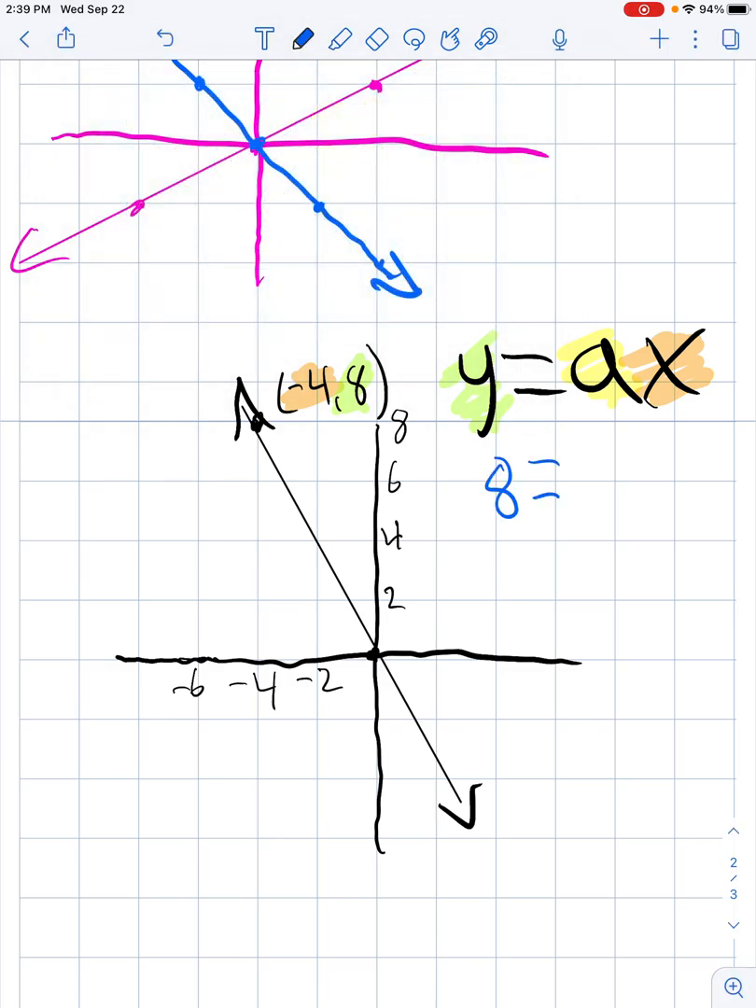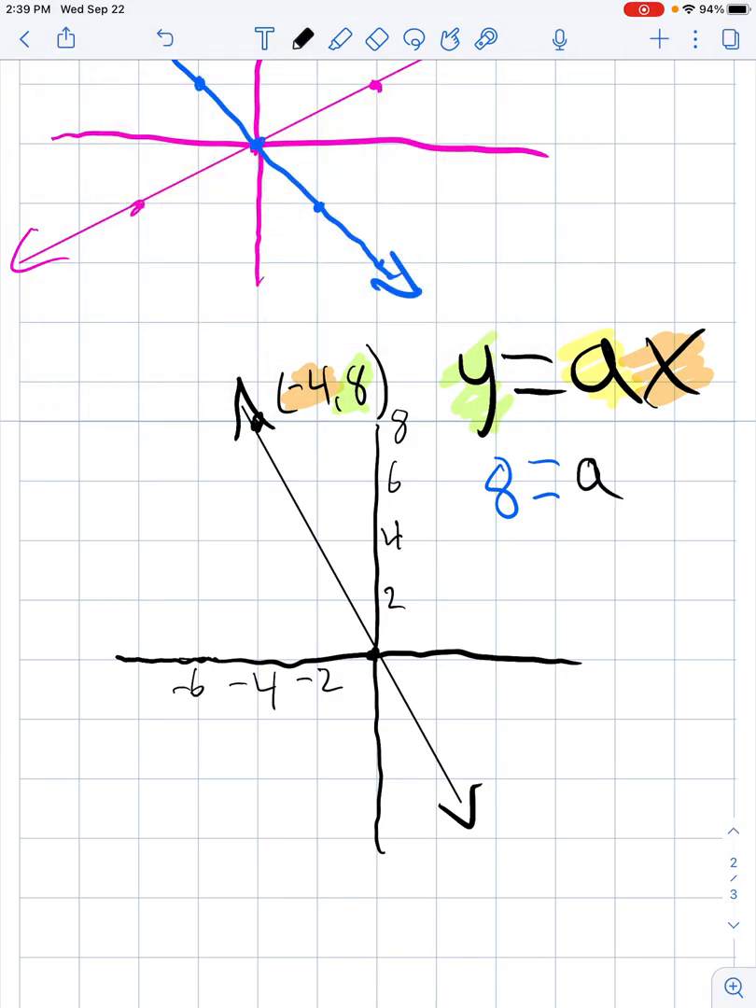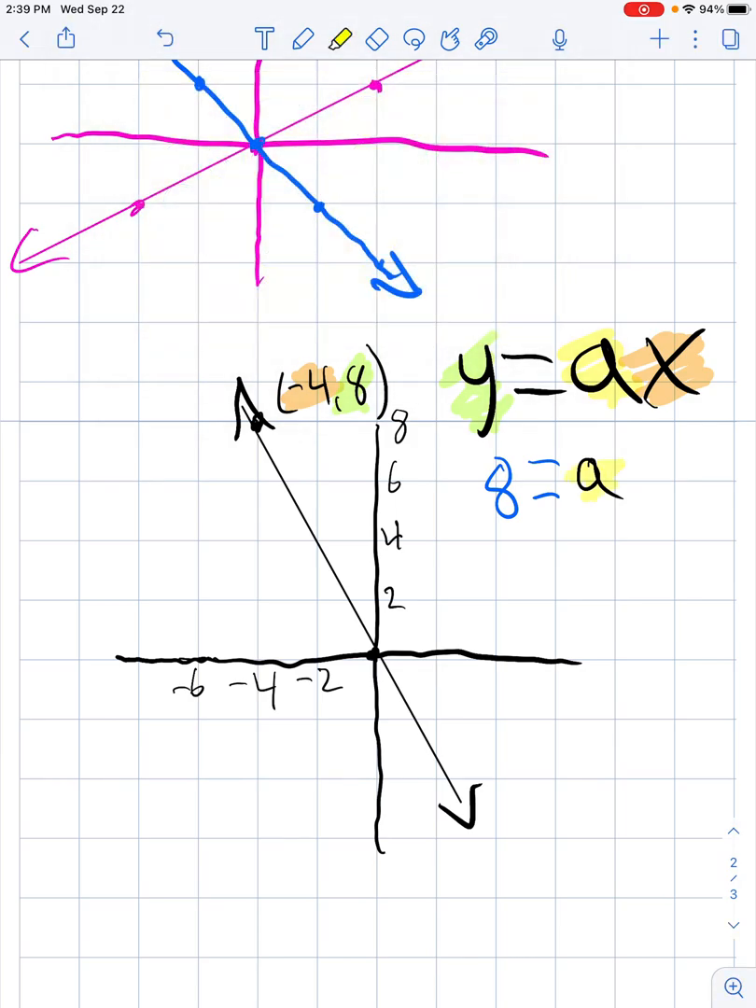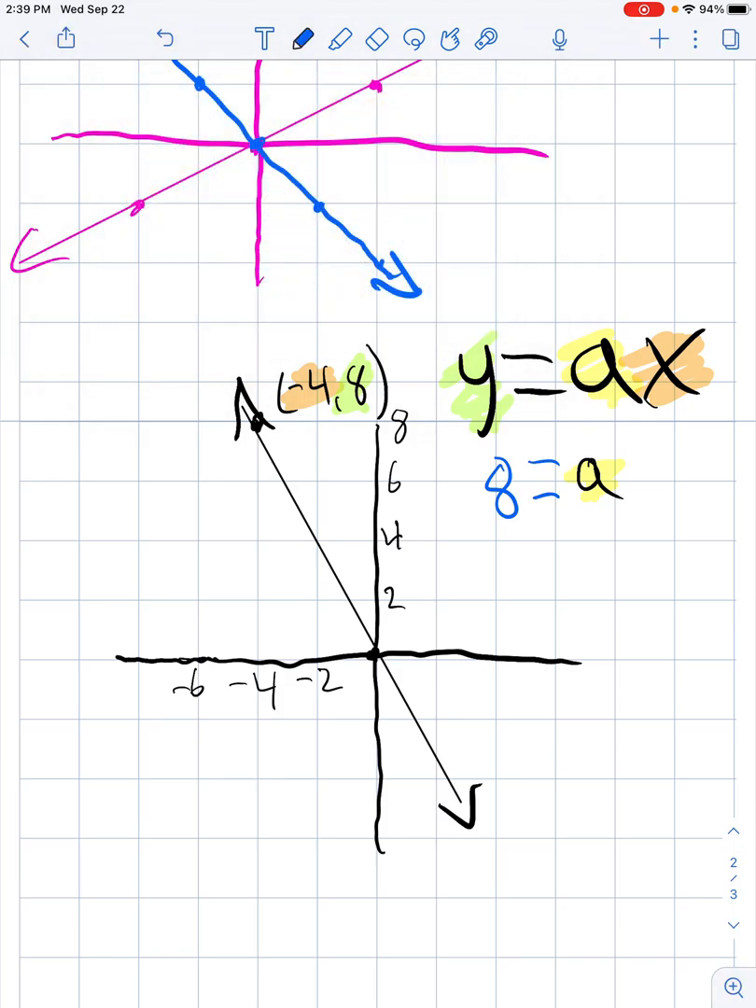So I'm going to say 8 equals, don't know what a is, right? That's my whole point, is to figure out a. But I do know what x and y are. And then x is -4. So again, we know how to solve this equation. All I have to do, a times -4.